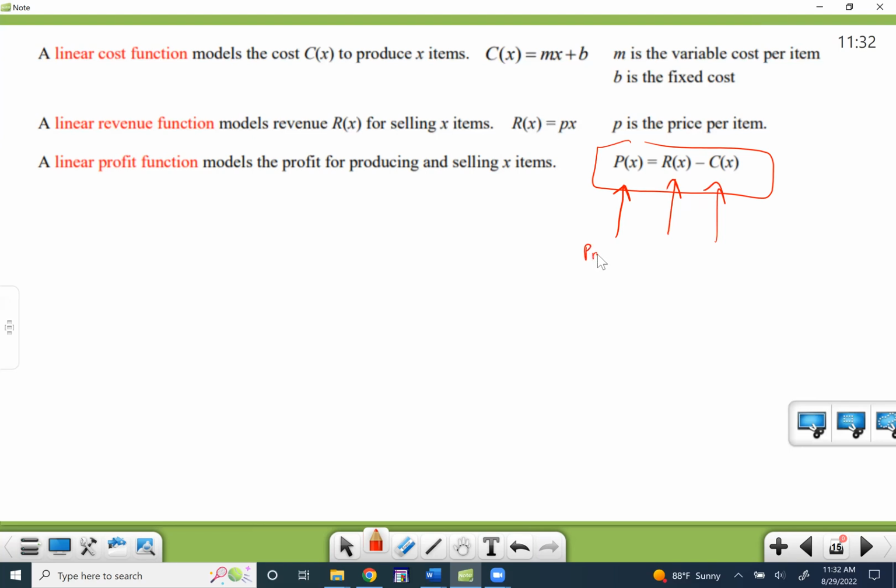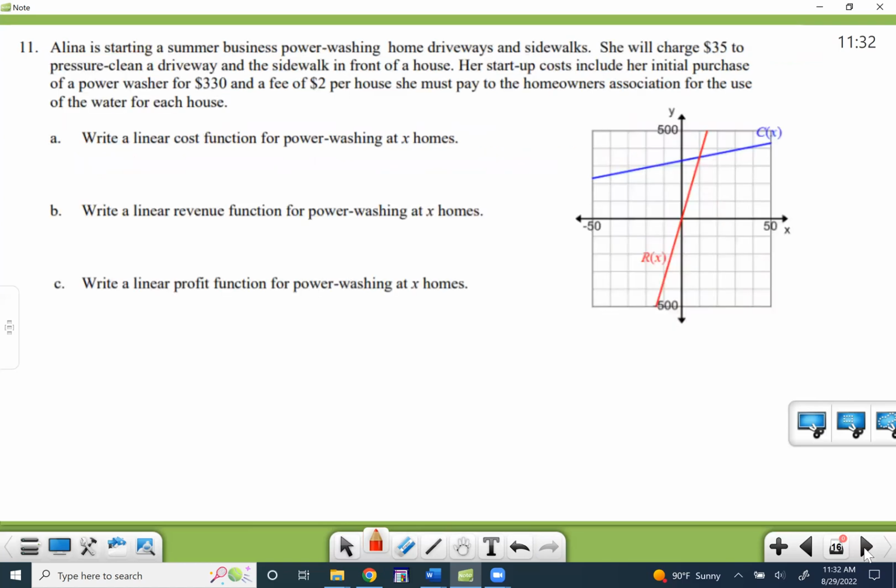Okay, so to find the profit, it's going to be the revenue minus the cost. So let's look at this. Alina is starting a summer business power washing home driveways and sidewalks. She will charge $35 to pressure clean a driveway and the sidewalk in front of a house. Her startup costs include her initial purchase of a power washer for $330 and a fee of $2 per house she must pay to the homeowners association for the use of the water for each house.